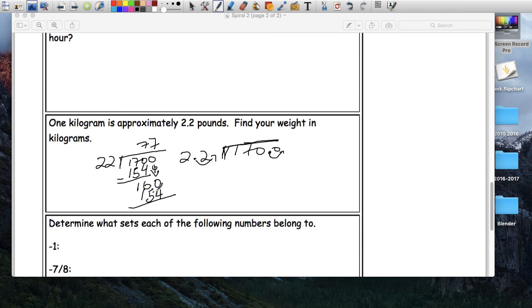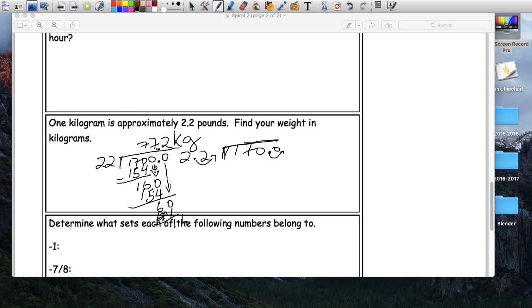Now I'm going to subtract, and that gives me 60. I'm going to add a 0 here, add a decimal here, sorry. Then that allows me to bring a 0 down. And 22 goes into 60, not 3 times, because that would be 66, but 2 times. And that's 44, 16. I'm going to stop there, because I don't want to know anything else. My weight in kilograms is 77.2 kilograms.